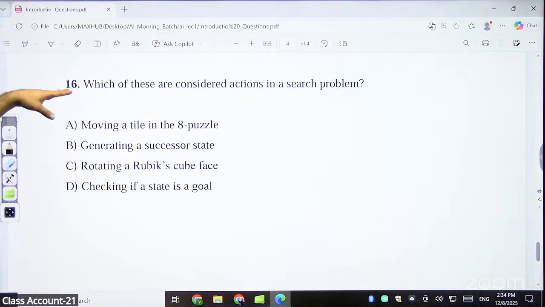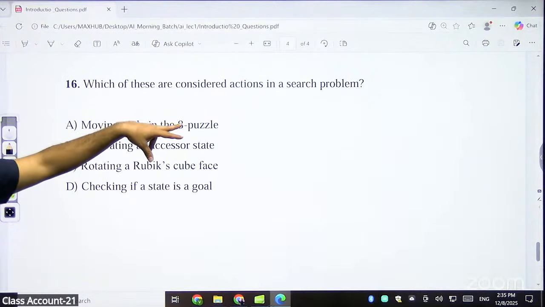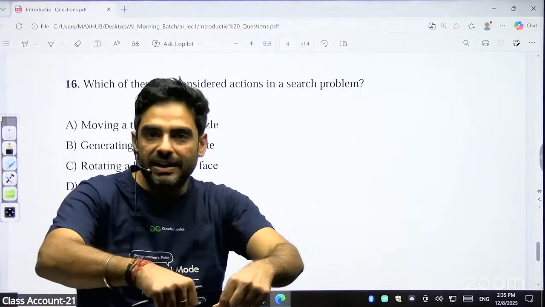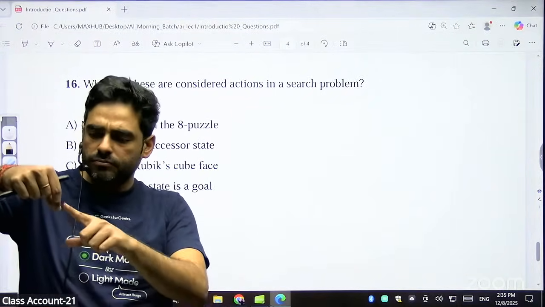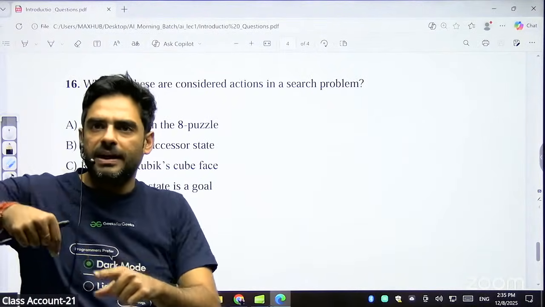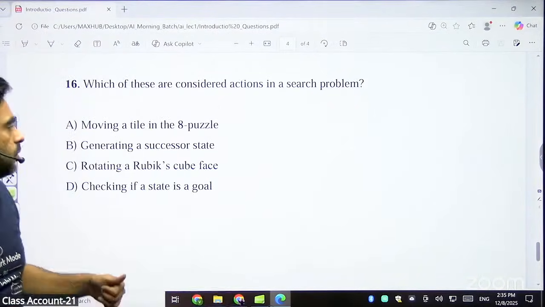Which of these is considered an action in a search problem? Whenever you perform an event, like in chess, you just pick a player and move there. So that is an action.